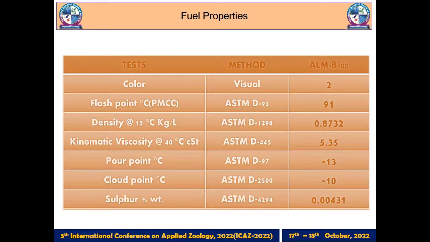Fuel properties were found in full accordance with the ASTM international standard. The flash point was found to be 91 degrees Celsius. The pour point was minus 13 degrees Celsius and the cloud point was minus 10 degrees Celsius. Here we can see that the sulfur content is very low or negligible, that is 0.00431 weight percent. This is the reason that the biodiesel is renewable, non-toxic, and eco-friendly as well, because it has a negligible amount of sulfur in it. The total acid number was also found, and it was also very low.